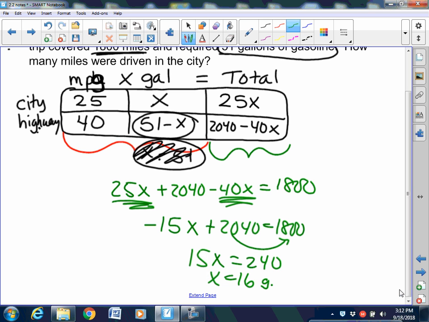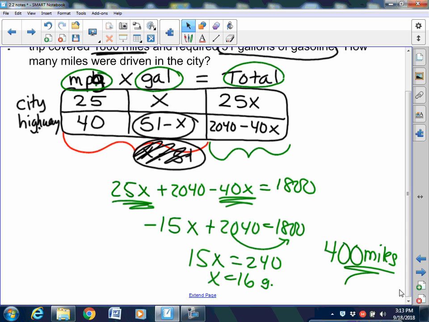First of all, you have to look under city, right? Do we have to look under miles per gallon, the gallons, or the total when you take the miles per gallon and multiply it by the gallons? Don't you have to do 25 times 16, which is 400? 400 of those miles. 400 of the miles were driven in the city.